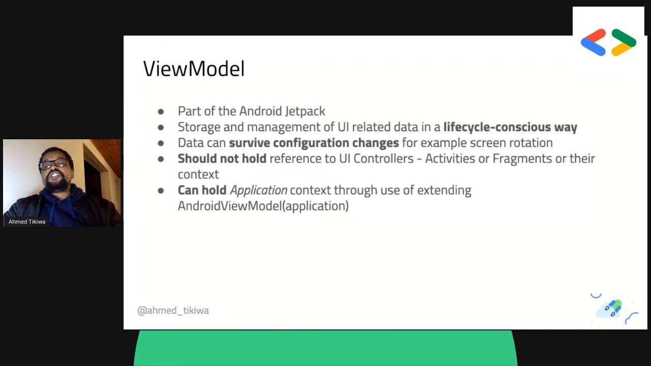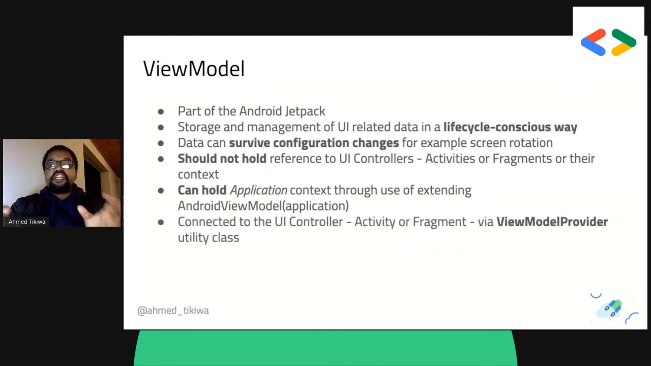But what you will need to do, instead of extending, so if your view model extends view model, you basically need to change it to extend Android view model, which is one that can accept the application as an argument. And then you can have the application context, which is fine to hold within your view model, because the application context is different to an activity or fragment lifecycle. And then this view model is connected to the UI controller, so the activity or the fragment, via the view model provider, which is a utility class that you can then implement.